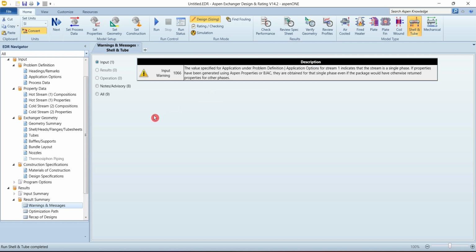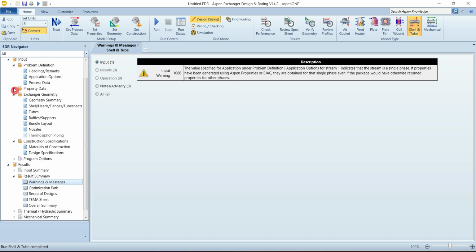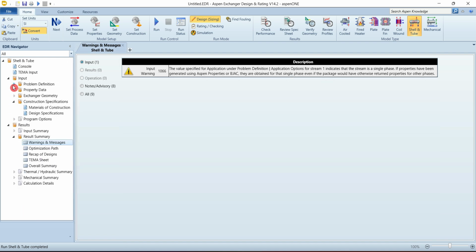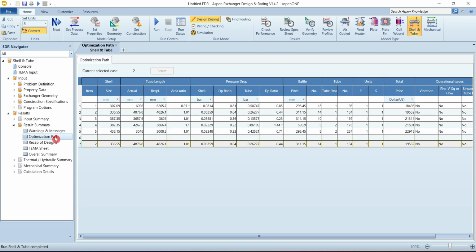So we have the exchanger sizing. The default sizing is available with us. We only need to view the results. How to view the results? First is how Aspen Plus calculated all these options, and that is given in the optimization path.